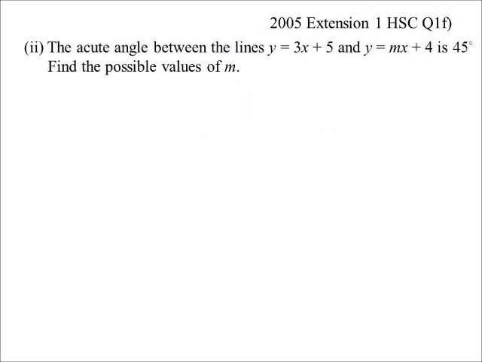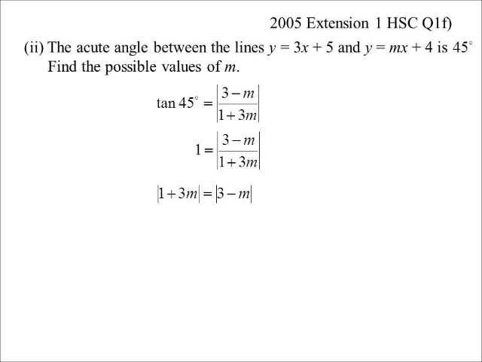Here's one from 2005. The acute angle, this time they told us the angle is 45 degrees. We have to work out the possibilities for m. So again, we'll use our formula, but this time we know what the angle is. It's tan 45. And I'll put 3 minus the one we're trying to find, m over 1 plus 3m. We end up with basically an absolute value equation to solve. So absolute value of 1 plus 3m is equal to the absolute value of 3 minus m. Gives us two possibilities to go and solve, either the positive or the negative.